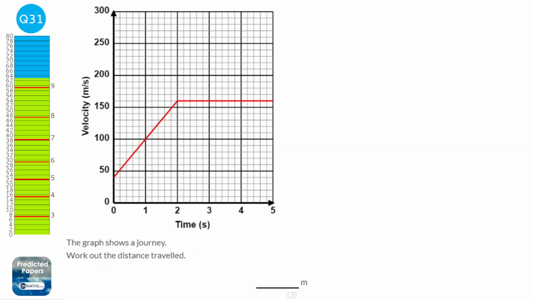To find the distance or displacement on a velocity time graph, we're actually going to find the area underneath the graph. And to do that, we're going to split the graph into two. And we've got the trapezium on the left-hand side, and we've got this rectangle on the right-hand side. So to work out the area of the trapezium, we're going to do half A plus B times the height. And the two parallel sides are on the left and the right.